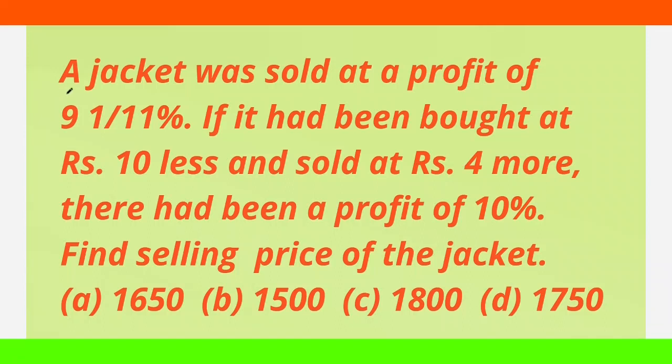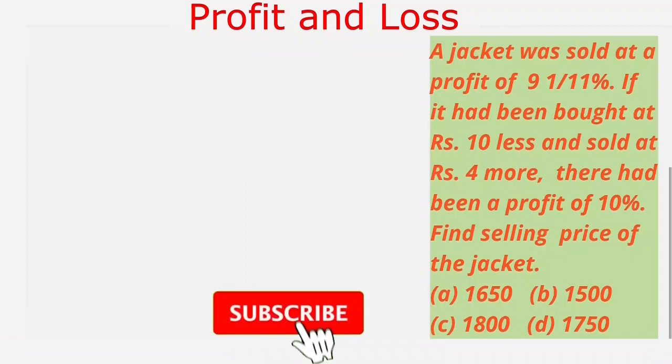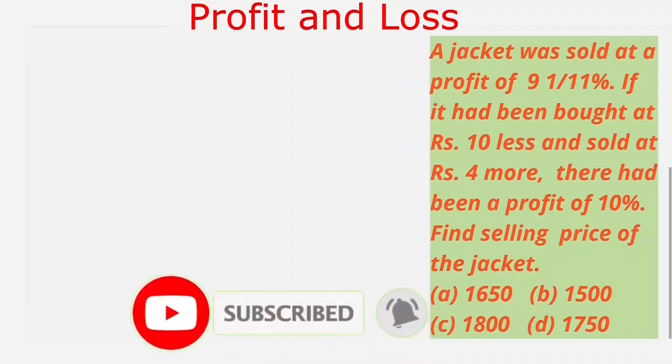Our question is: a jacket was sold at a profit of 9 whole and 1 upon 11%. If it had been bought at rupees 10 less and sold at rupees 4 more, there would have been a profit of 10%. Find the selling price of the jacket. The given options are option A 1650, option B 1500, option C 1800, option D 1750. We solve this question by the conceptual method as well as by the shortcut method.